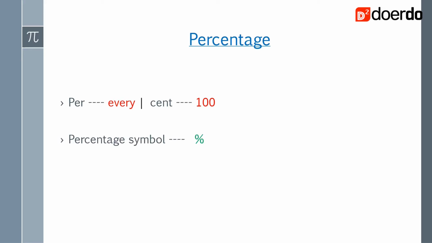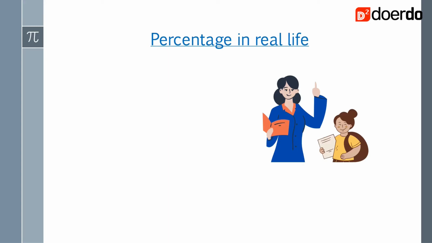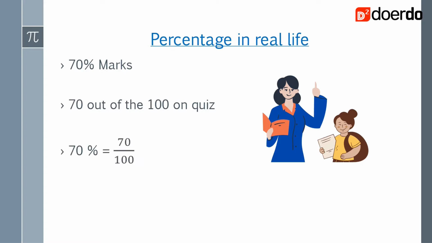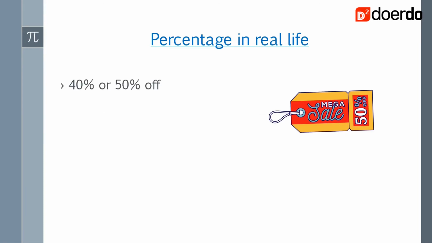In real life, how do we apply percentages? It's possible that your teacher informed you that you received a 70% on the exam. So, what exactly does this entail? It indicates you got a 70 out of 100 on the quiz. You may have noticed reductions in stores such as 40% or 50% off while you went shopping with your mum.